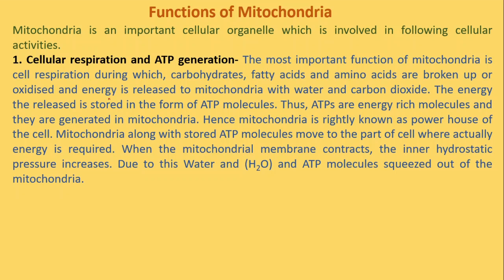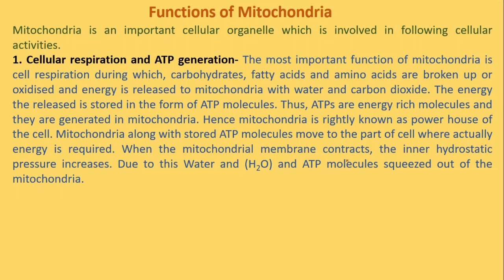Now the energy that is released is stored in the form of ATP molecules, and thus ATPs are energy-rich molecules, and they are generated in mitochondria. Hence mitochondria are rightly known as the powerhouse of the cell. Then mitochondria, along with stored ATP molecules, move to the part of the cell where energy is actually required. This means these mitochondria are energy providers. So in a cell, they can move from one place to another where energy is required, and they continue liberating energy where it is required in the cell.